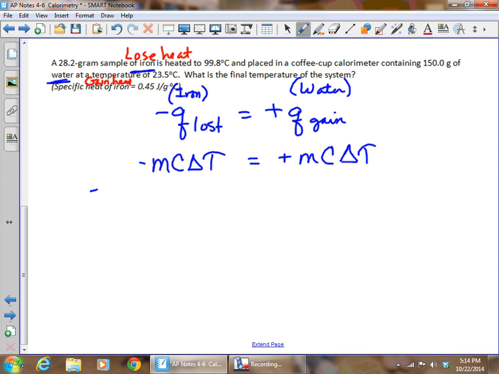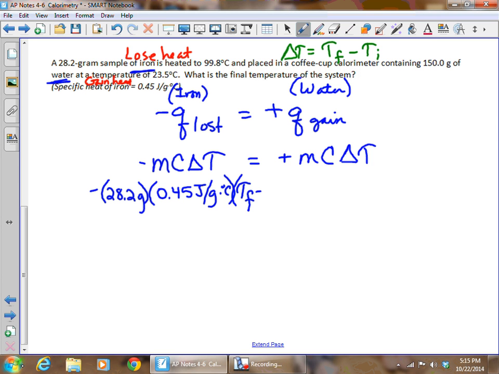We know that iron was a 28.2 gram sample. It very nicely gave us the specific heat of iron, which was 0.45 joules per gram degree Celsius. The temperature change, final minus initial, is going from 99.8 to some final temperature. Again, I'm going to emphasize that delta T is the final temperature minus the initial temperature. Well, they gave us the initial temperature. What we're looking for is the final. So we don't know final, but we do know the initial was 99.8 degrees Celsius.